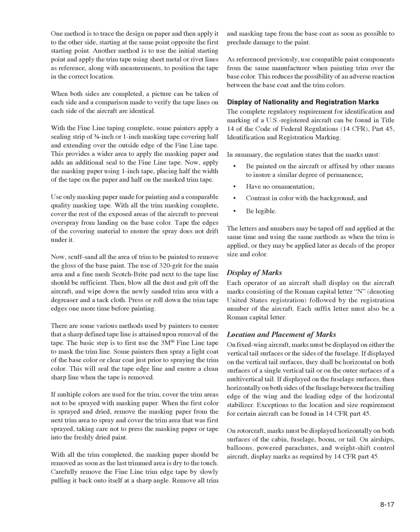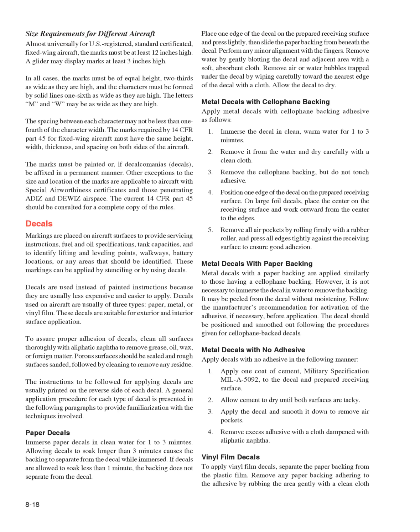On rotorcraft, marks must be displayed horizontally on both surfaces of the cabin, fuselage, boom, or tail. On airships, balloons, powered parachutes, and weight shift control aircraft, display marks as required by 14 CFR Part 45. Size requirements for different aircraft. Almost universally for U.S. registered, standard certificated, fixed-wing aircraft, the marks must be at least 12 inches high. A glider may display marks at least 3 inches high.